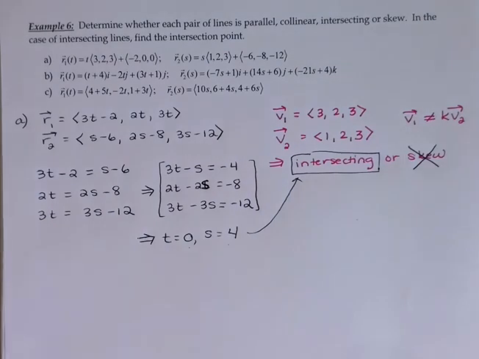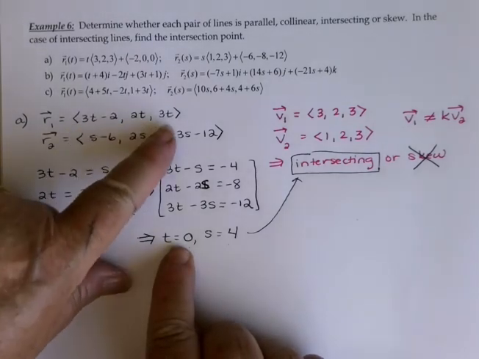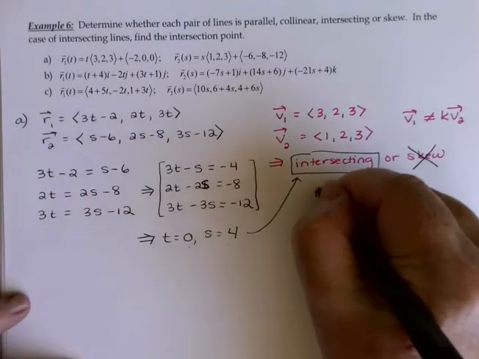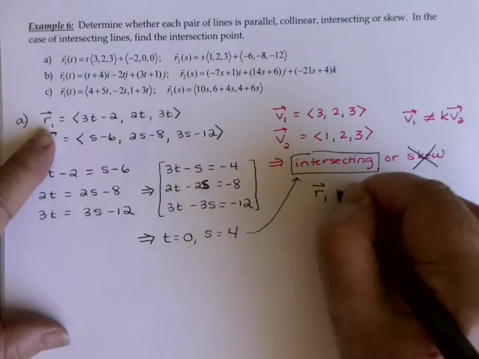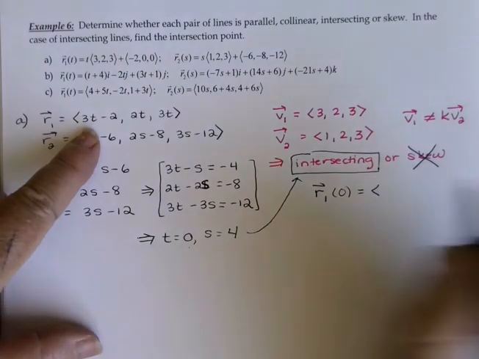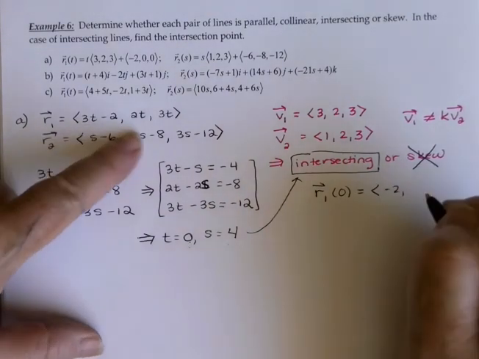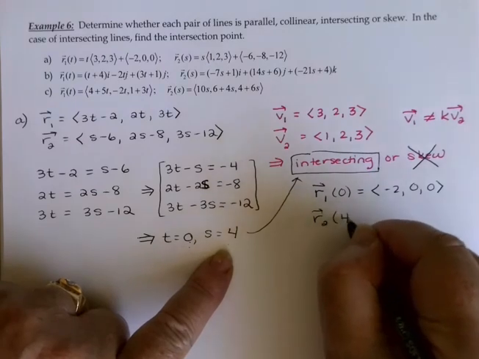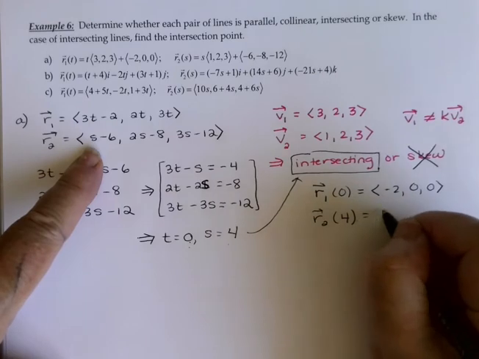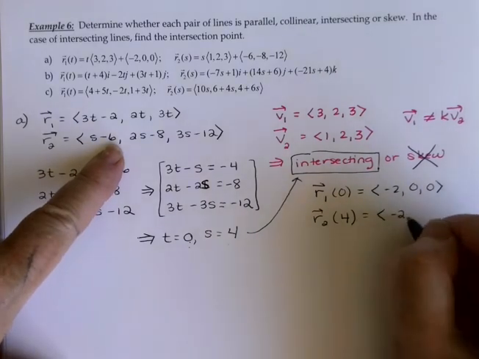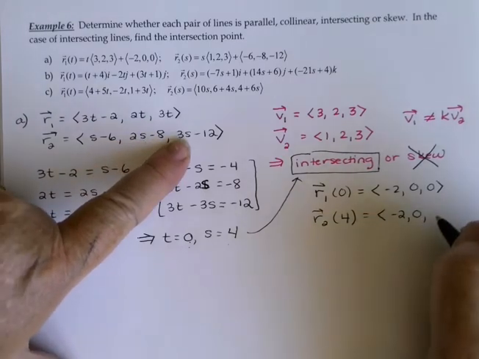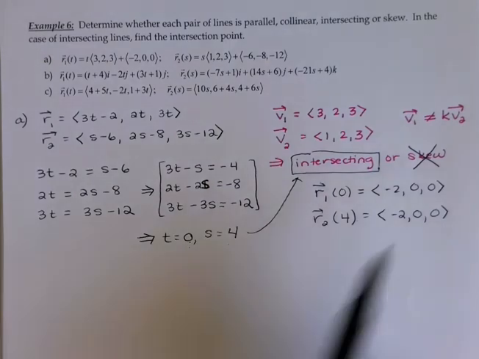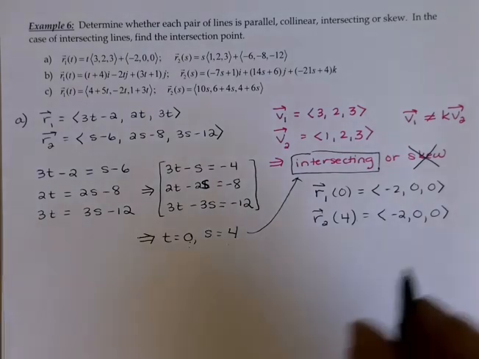And in order to find the intersection point, I can either plug t equals 0 in here, or I can put s equals 4 in there. It should turn out the same way. It would be R1 of 0. If t is 0, that would give me -2, 0, 0. And although we don't really have to do both, just to prove it to ourselves this first time, let's plug 4 into the second one. R2 of 4, 4 minus 6 would be -2. 8 minus 8 is 0, and 12 minus 12 is 0. So I now know not only that the lines are intersecting, but that they intersect at the point -2, 0, 0.